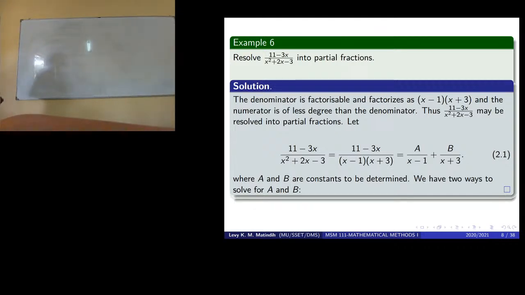Okay, so what we are looking at is a situation where we have a rational function. The rational function is (11 minus 3x) divided by (x squared plus 2x minus 3).